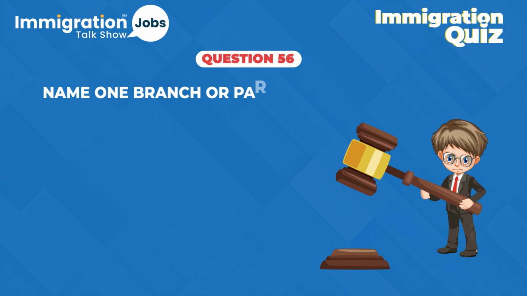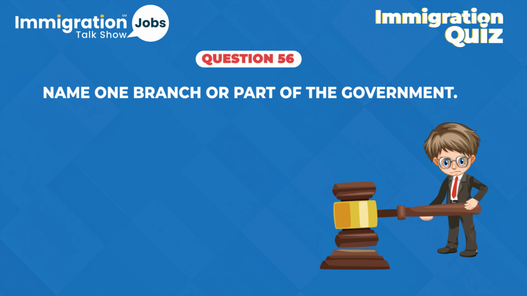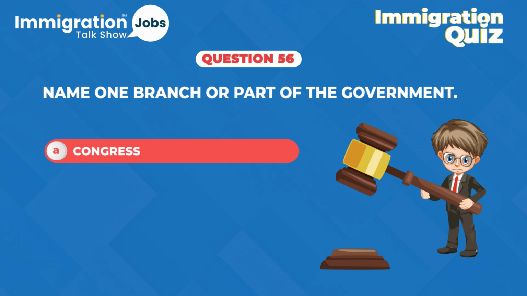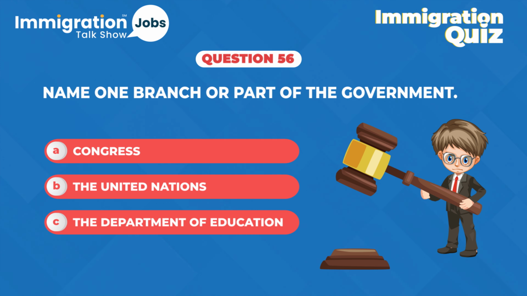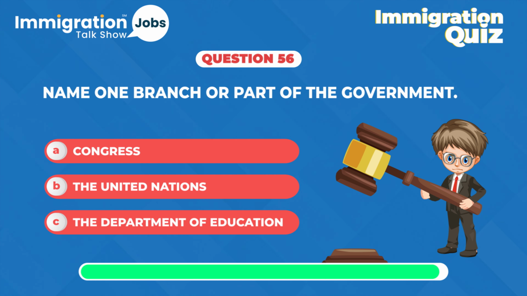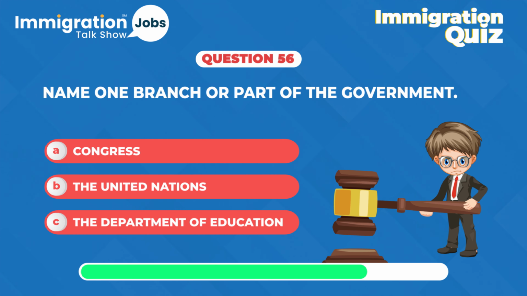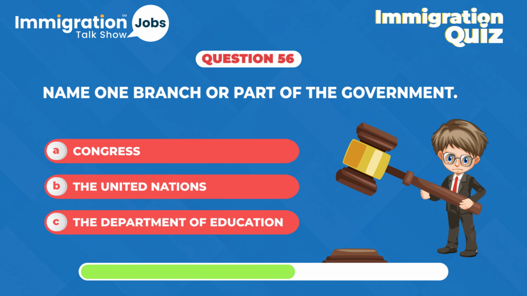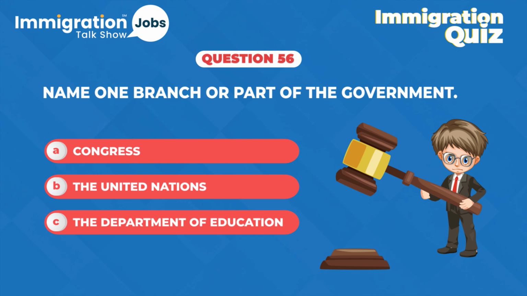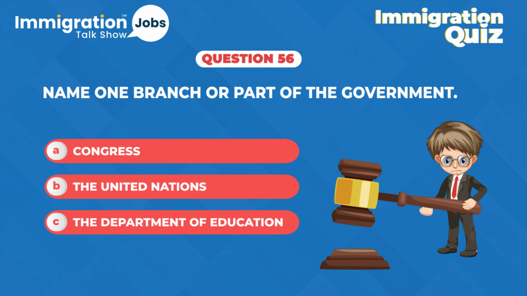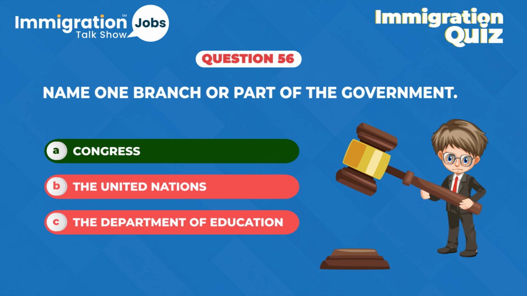Name one branch or part of the government. Option A, Congress. Option B, the United Nations. Or option C, the Department of Education. And the correct answer is option A, Congress.